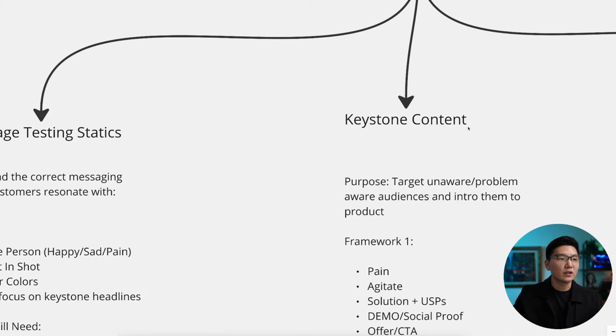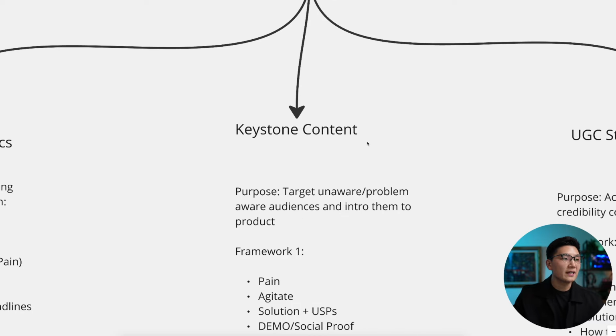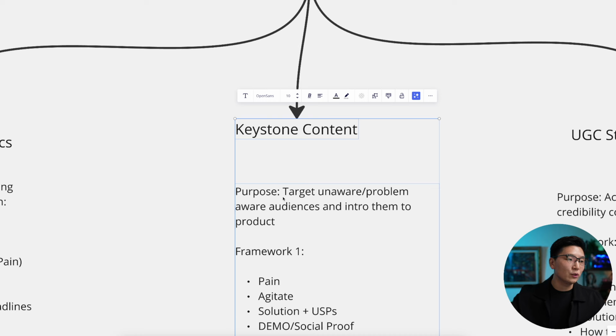So the Keystone content. This portion right here is essentially our top of funnel, most unaware, people don't know who we are. We're trying to grab them and bring them through their awareness journey, and then actually make a decision to buy. So the purpose here is to target unaware, problem aware audiences, really top of funnel, and intro them to the product, and then eventually convince them to buy using direct response.